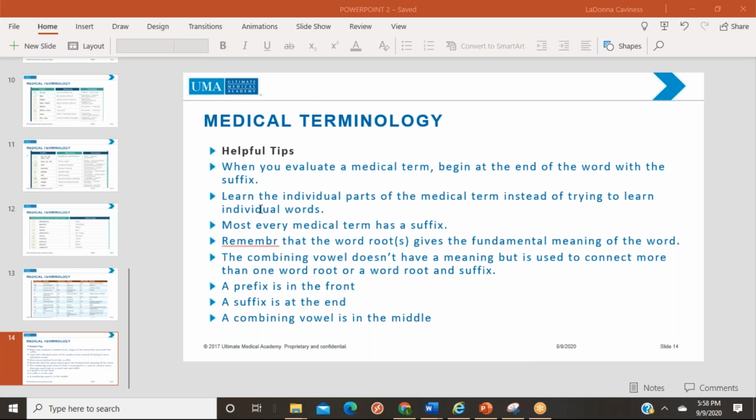Remember that the word root gets the fundamental meaning of the word. The combining vowel doesn't have a meaning, but it is used to connect more than one word root to a suffix. A prefix is in the front, a suffix is in the end, and a combining vowel is always in the middle.